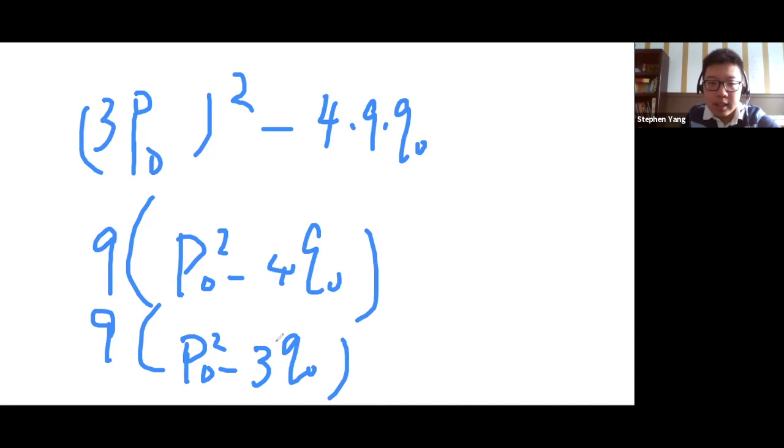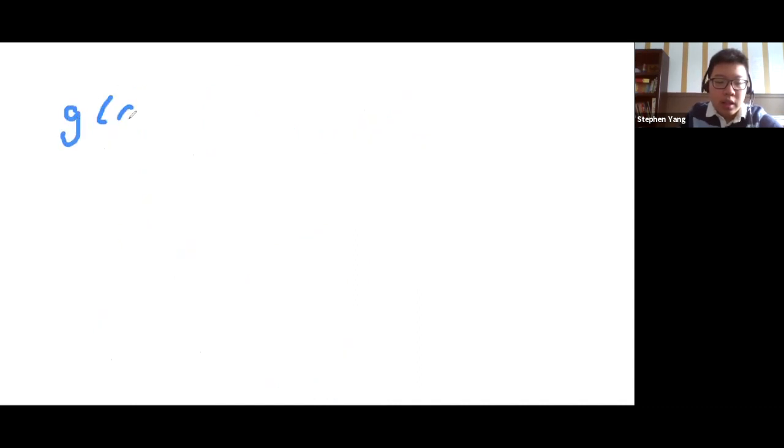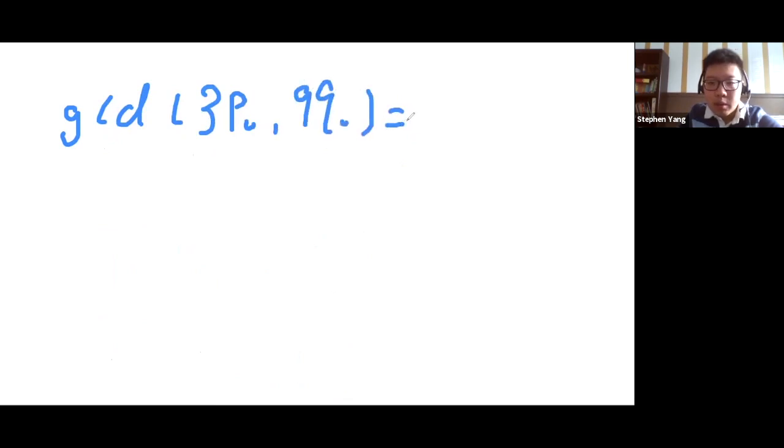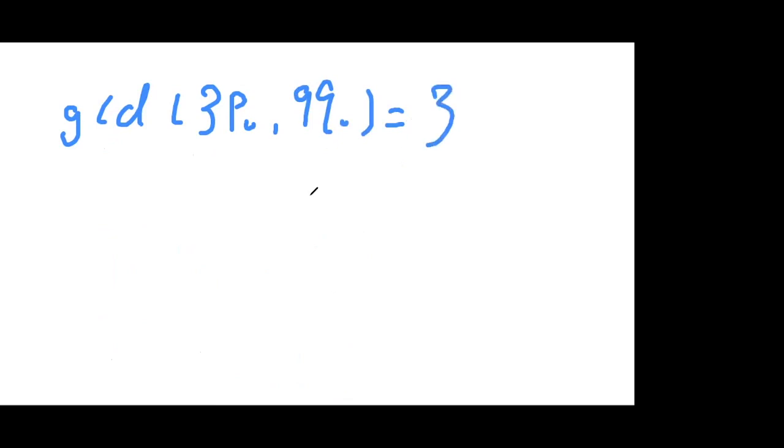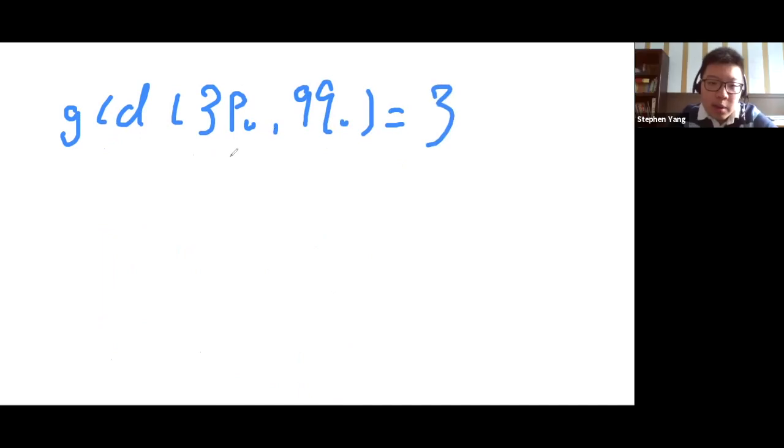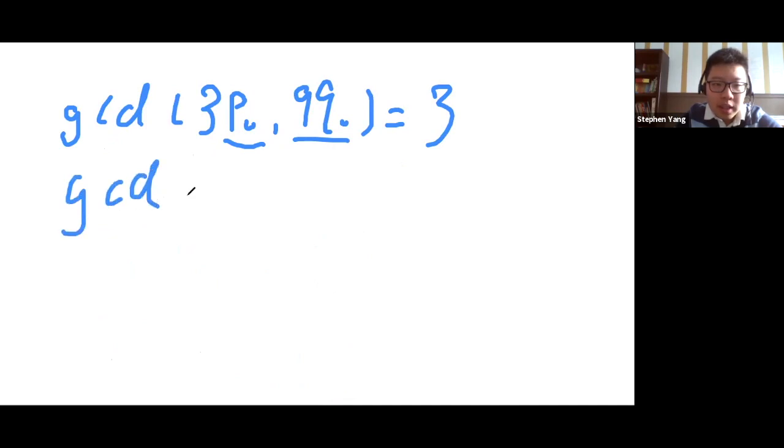Now looking at the last condition, which is GCD of 3p0 and 9q0 equal to 3. What this tells us is that p0 and 3q0 have only a common factor of 1.